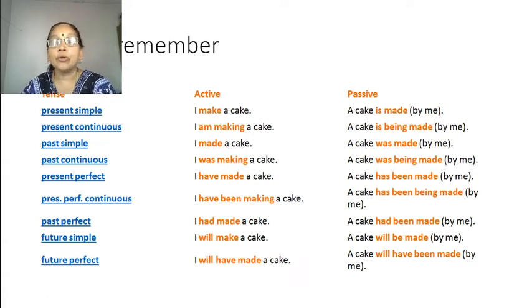Remember this. Okay. So this is again the example for simple future. I will make a cake. A cake will be made by me. Future perfect: I will have made a cake. A cake will have been made by me. The verbs will remain the same. Only this verb, been, has to be added in the passive sentence. And in all passive sentences, the third form of the verb is there. Okay, the past participle word.